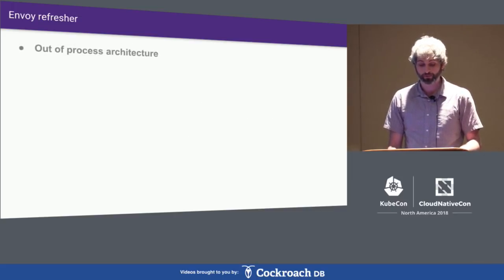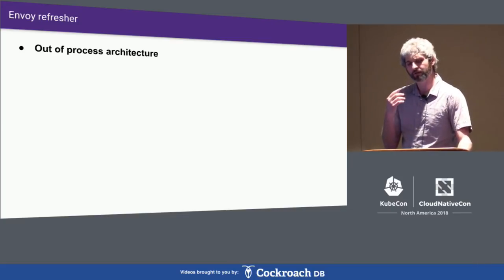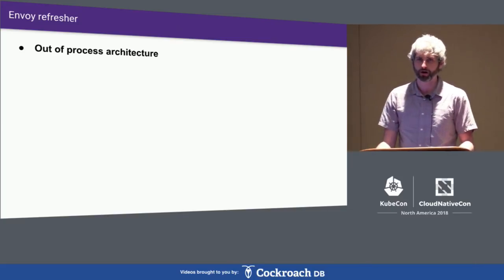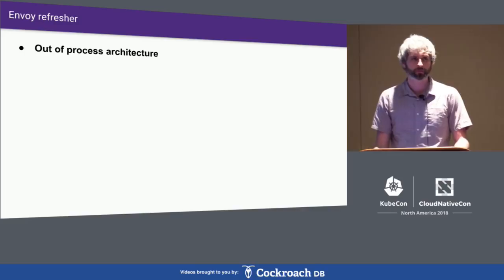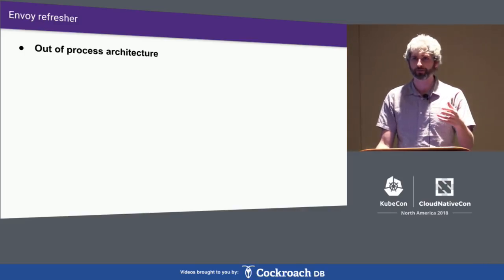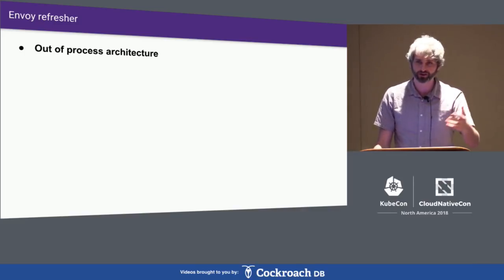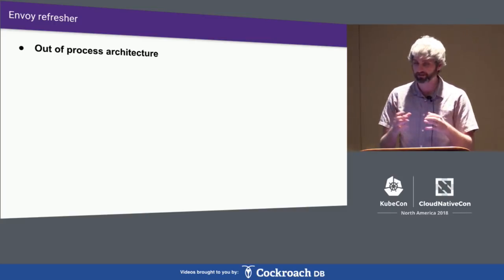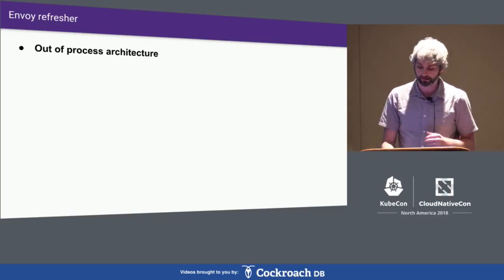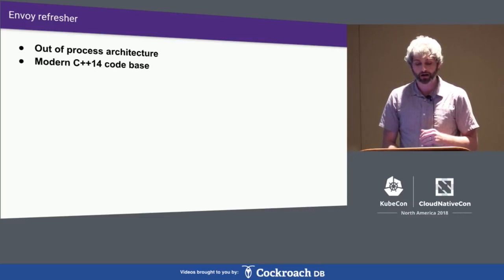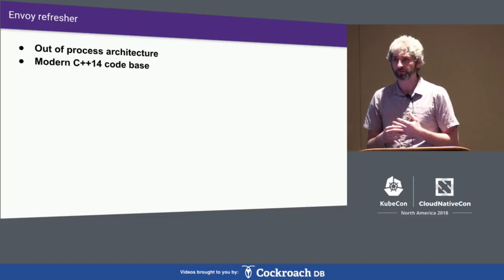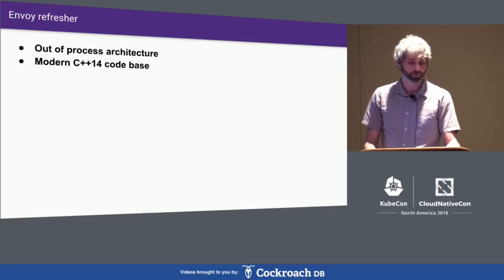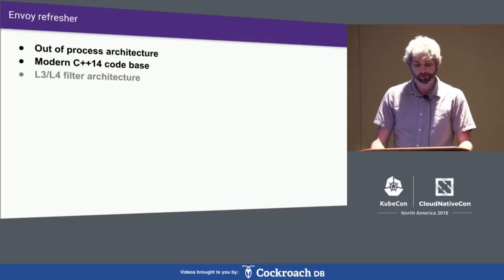So from an Envoy perspective, Envoy is an out-of-process proxy, so it would be most similar to an HA proxy or an Nginx, meaning it's not a library. It's a self-contained thing that you run, and it has a config. It is a modern C++ code base. This was chosen for performance reasons.